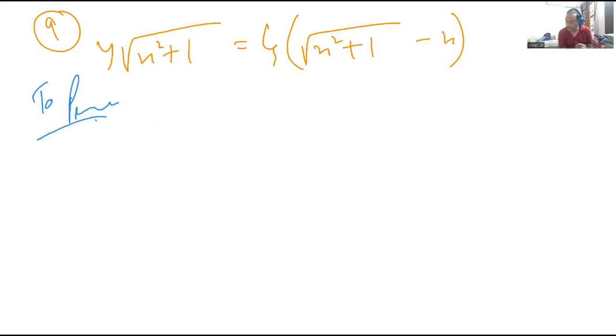that x square plus 1 y dash plus xy plus 1 equals 0. This is the equation which you have to prove.